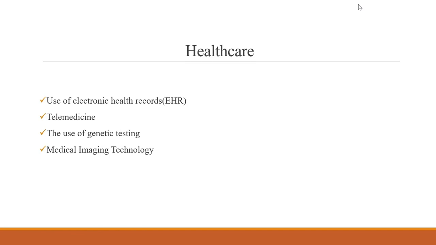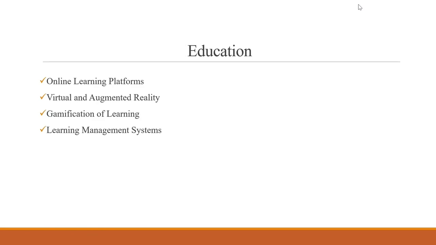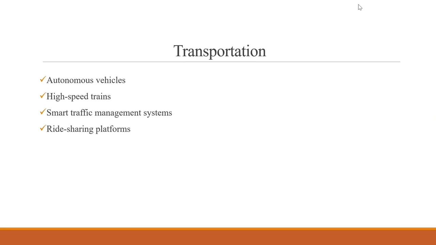In the next slide, we are talking about education, the online learning in education. We associate online learning platforms such as Udemy, virtual and augmented reality, the gamification of learning, and the learning management system. And in the next slide, we are talking about transportation: the autonomous vehicle, the high-speed trains, and smart traffic management systems, as well as ride-sharing platforms, as we count in transportation.